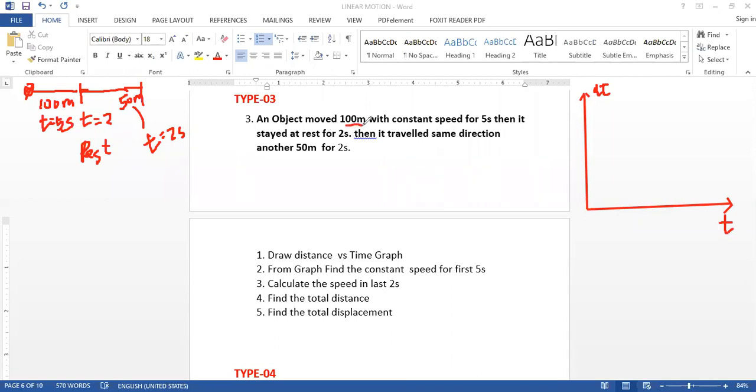An object moves 100 meter with constant speed. So you mark this one. When you put the distance, you should give meter here, because in this question they have given meter, and the time should be given in seconds. Then you add this 100 meter, in how many seconds? 5 seconds. So here it would be 5. Then how is it moving? Look now. It's moving at constant speed. When it is moving at constant speed, you should know the constant speed graph should be something like this, so you bring the graph something like this.